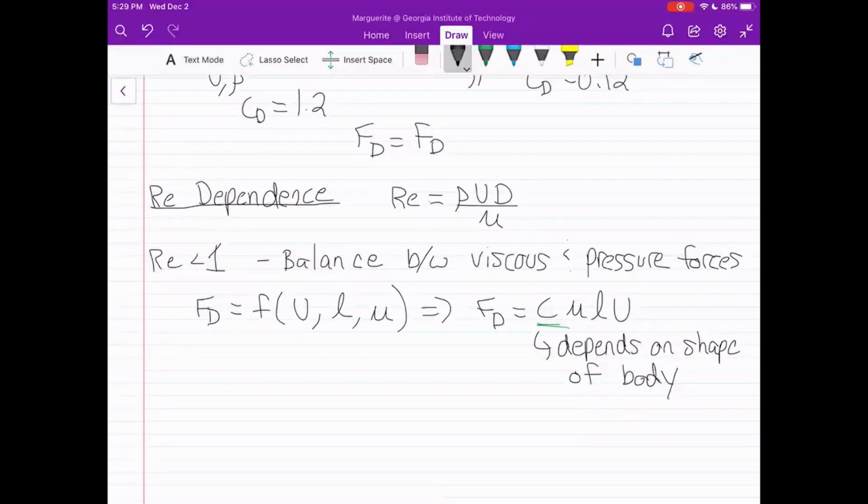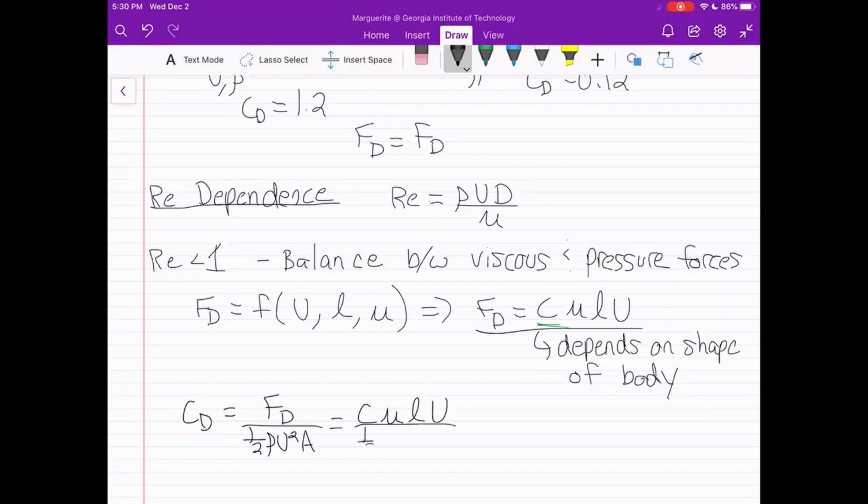If we do a little bit of analysis on this, we can see that the drag coefficient, from our definition earlier, is the drag force divided by 1/2 rho u squared A. If we plug in what we got from dimensional analysis, we get that this equals C mu L u over 1/2 rho u squared. We take our area to be L squared, and we can simplify that to 2C over Reynolds number.